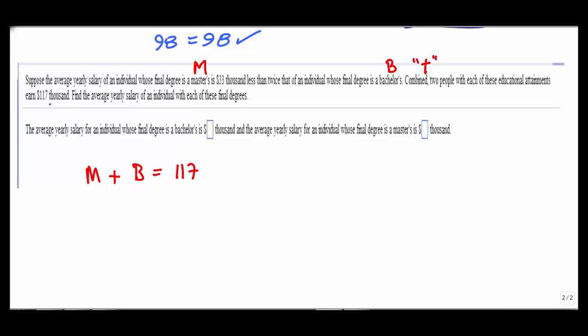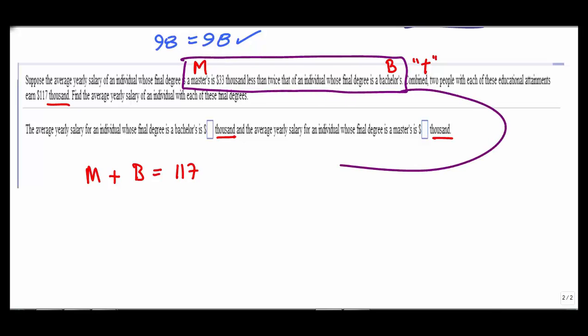Now the word thousand is already on here, so I don't need to put comma 000, and it's already listed here in the solution as well, so I can just use the 117 part. So I have this equation, I have two unknowns, masters plus bachelor's. I need to get rid of either the M or the B and write it in terms of the other variable, and that's going to come into play right here.